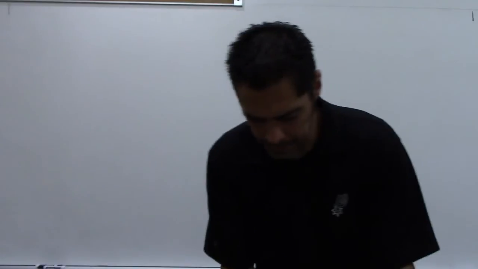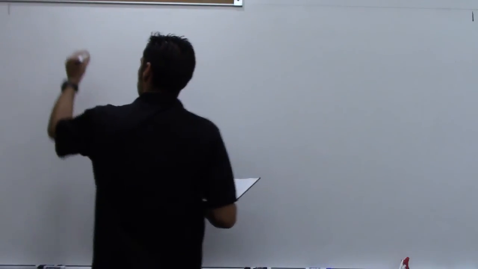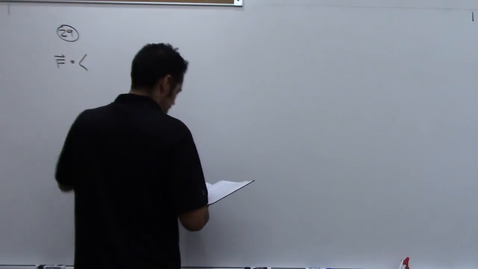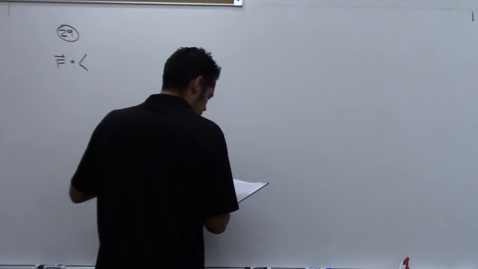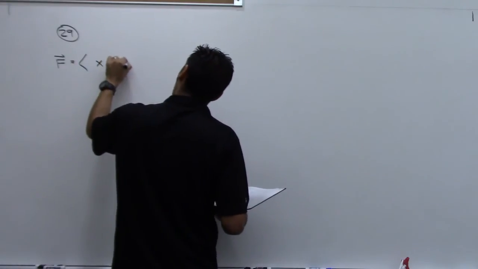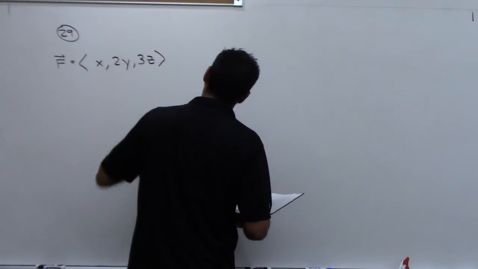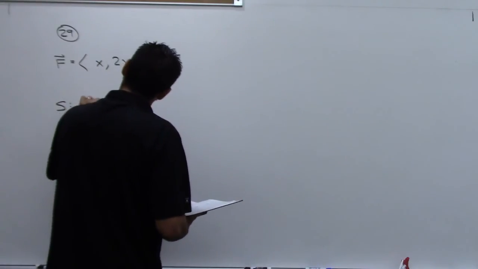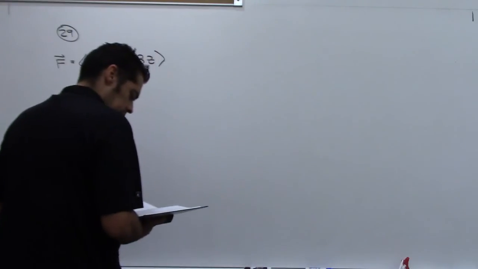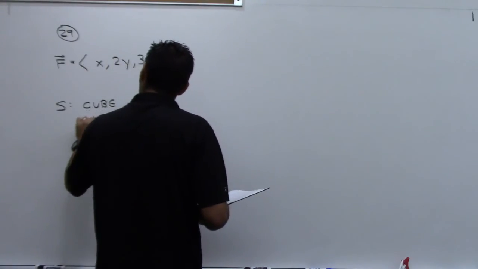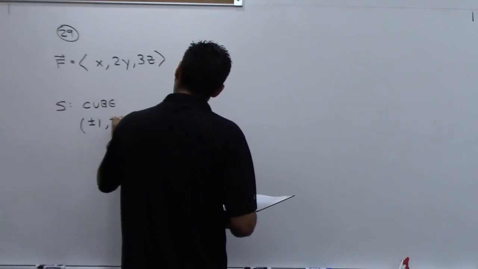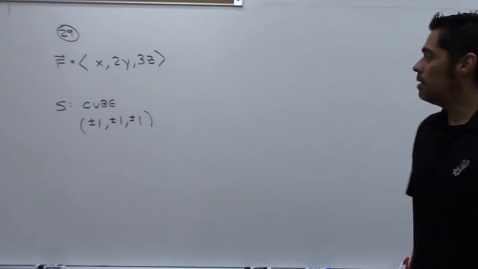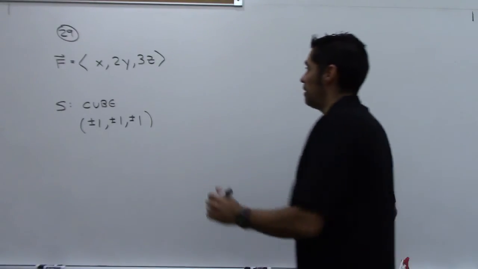All right, we have 29, our field, which is x, 2y, 3z. All right. And then the cube, we have S is the cube with vertices plus or minus 1, plus or minus 1, plus or minus 1. So we have actually all these different combinations of these points. So let's take a look here.